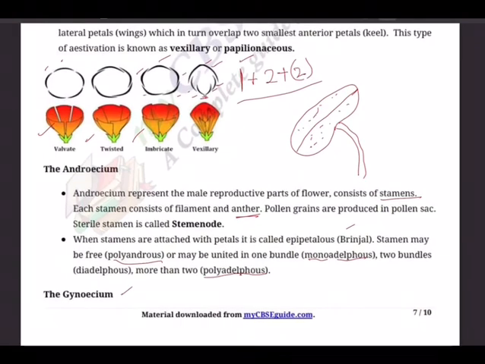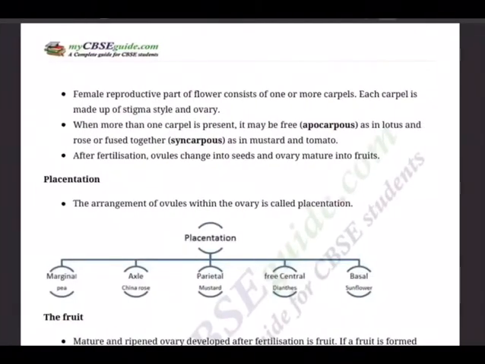And moving ahead to the last whorl, gynoecium. Female reproductive part of the flower consists of 1 or more carpels. Each carpel is made up of stigma, style and ovary. How is that? So you got a tube-like structure, and then you got a stigma like this. So this is stigma, this is style, and then there's an ovary. SSO is equal to 1 carpel.